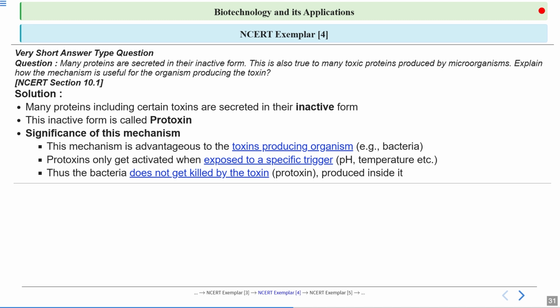In Bt toxin, it was alkaline pH, but it could be temperature or any other trigger also. Third, the bacteria is not killed by the toxin produced inside it, because it is in an inactive form and requires a specific trigger, such as pH or temperature, to get activated. So it is good for that bacteria, because it is not going to kill the bacteria producing it.